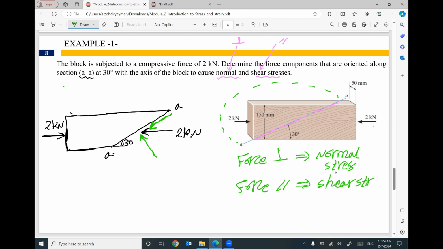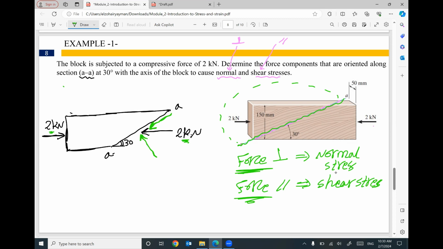That makes sense. We are looking for the value of this force and the value of this force. So I did my cut at AA. Then I decided to use the left part of this member. I put the 2 kilonewton to make sure this body is in equilibrium. I applied summation f of x equals 0. So I have 2 kilonewton here, and I should have 2 kilonewton opposite to make sure summation f of x equals 0.